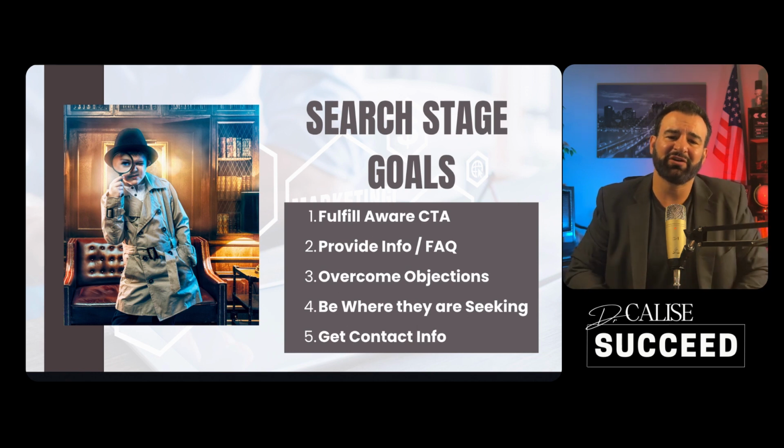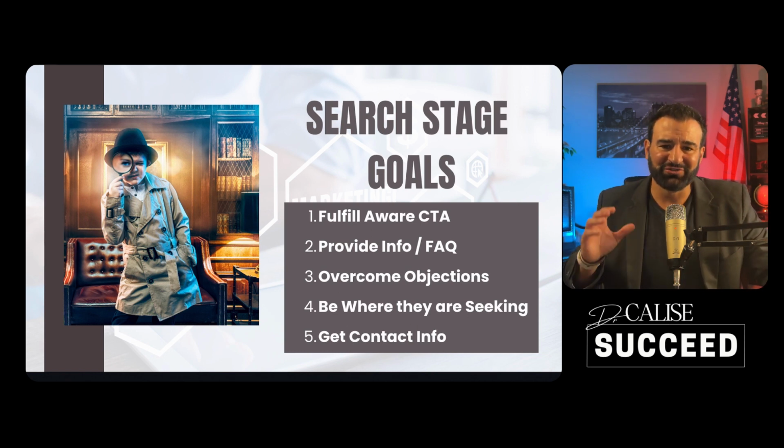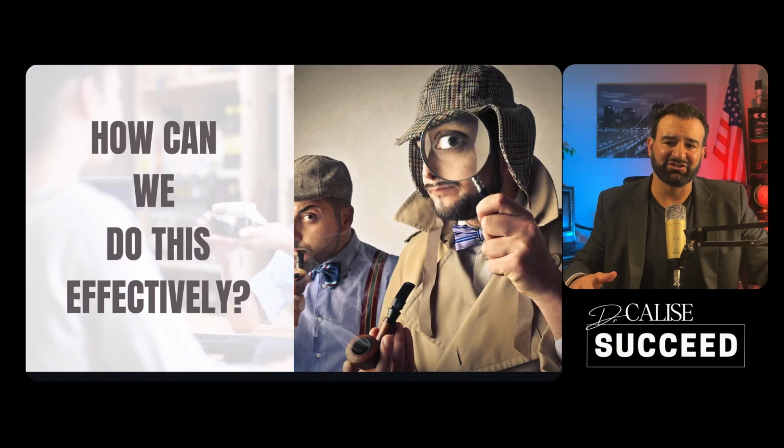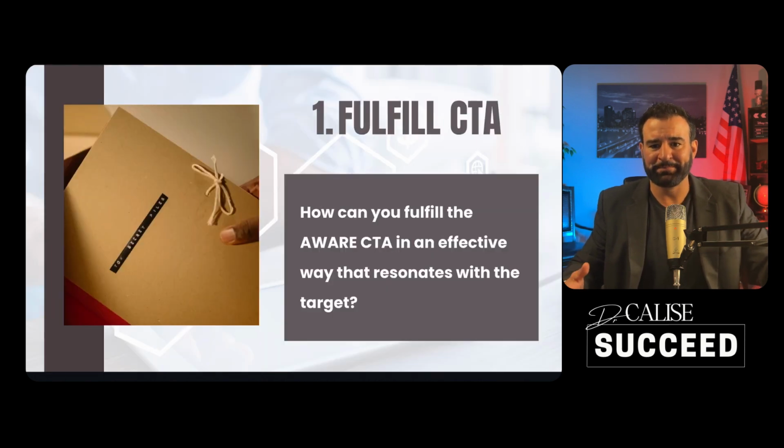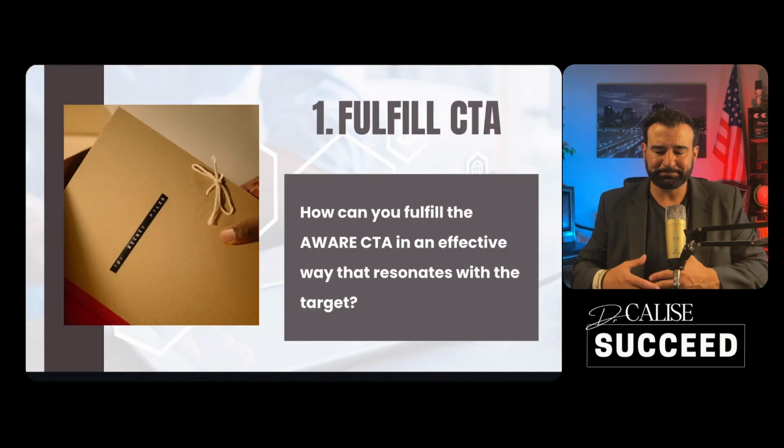And then finally, you got to try to do something to grab their contact information. So these are the 5 goals that we need to fulfill in this stage. So the main question now is, how do we do this effectively? Okay, number 1, fulfill the CTA.